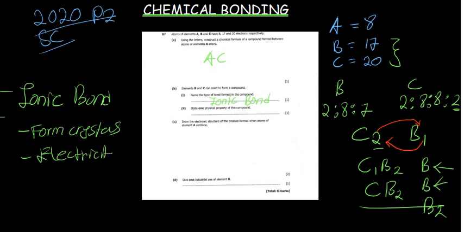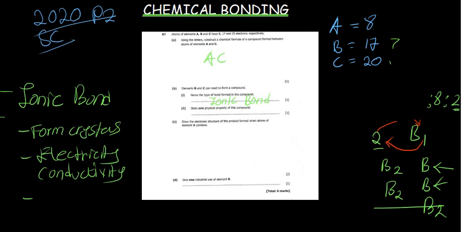Electricity conductivity when in what? When dissolved in water, in other ways. Okay, there are a lot of properties that you can give, such as the boiling point and the melting point, and so on and so forth. Then question C is asking us to draw the electronic structure of the product formed when atoms of A do what? Combine. That's what we are looking for right there.